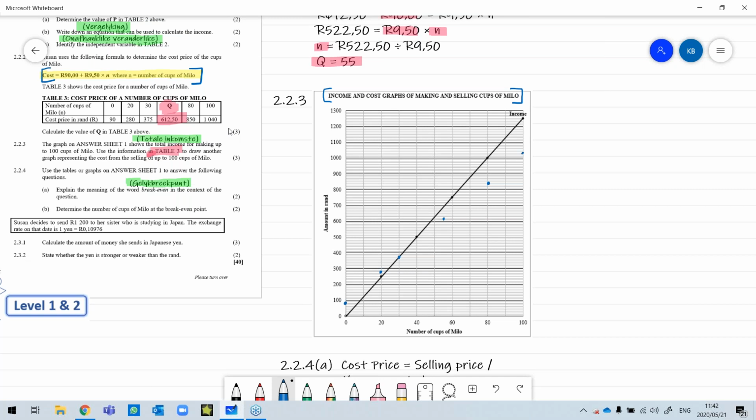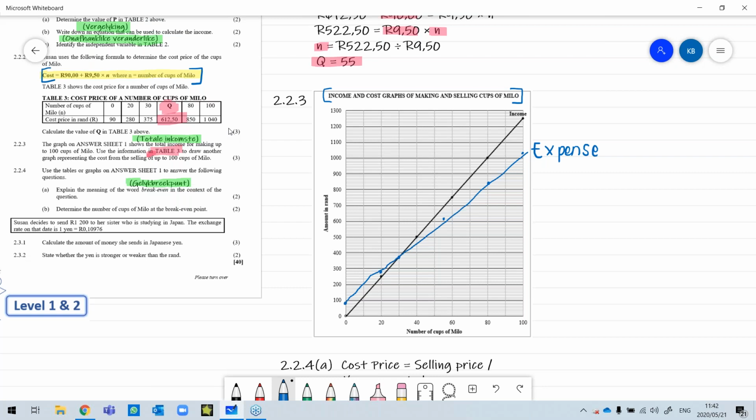So I apologize, I'm going to try and draw this graph freehand. Okay, so now you should see more or less, this is an income and expenses graph.